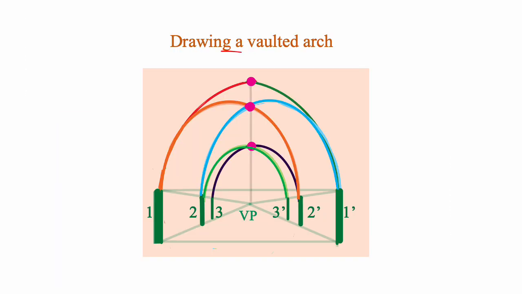Here's an easy way to draw a vaulted arch. First, set up 3 or 4 posts that recede in the distance, and then you connect adjacent posts on the other side. So for example, 1 will be connected to number 2. You can see the orange line connects the two of them.